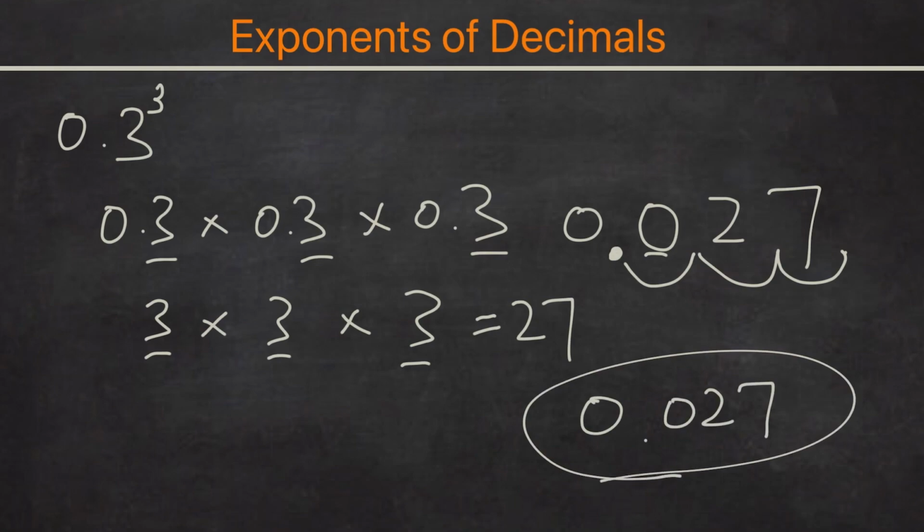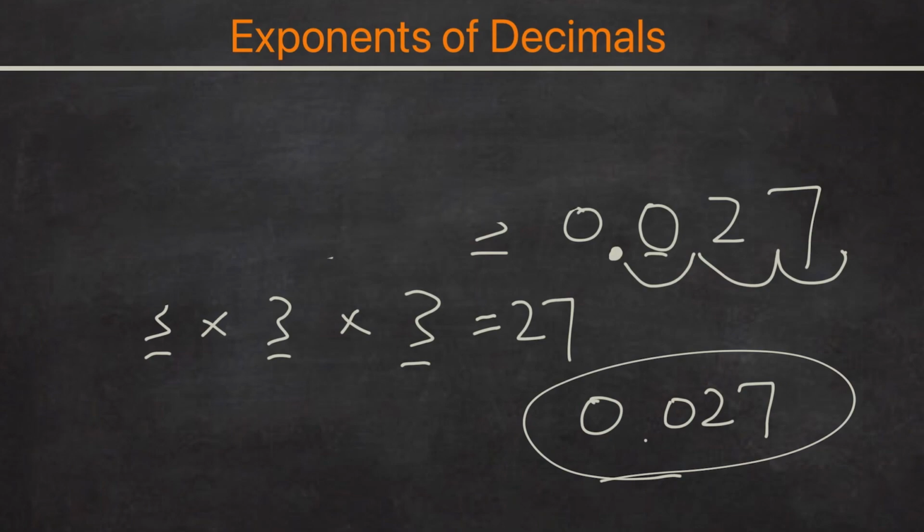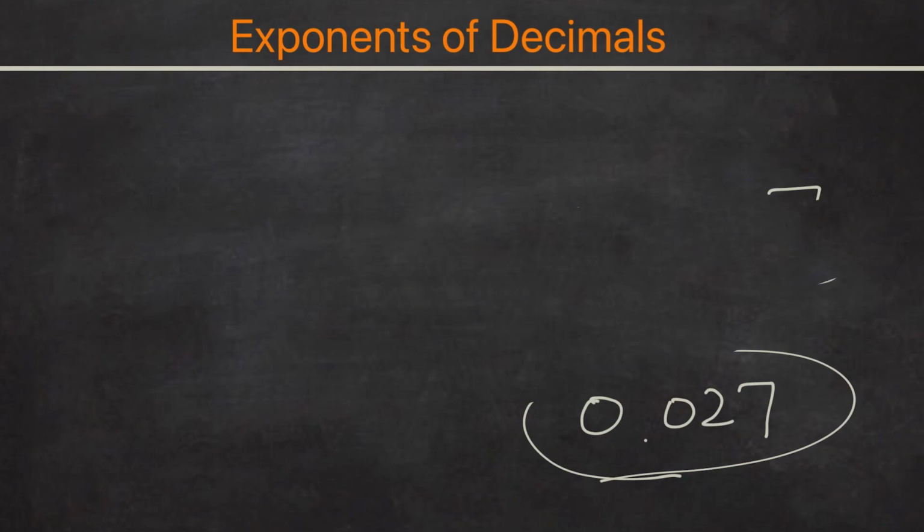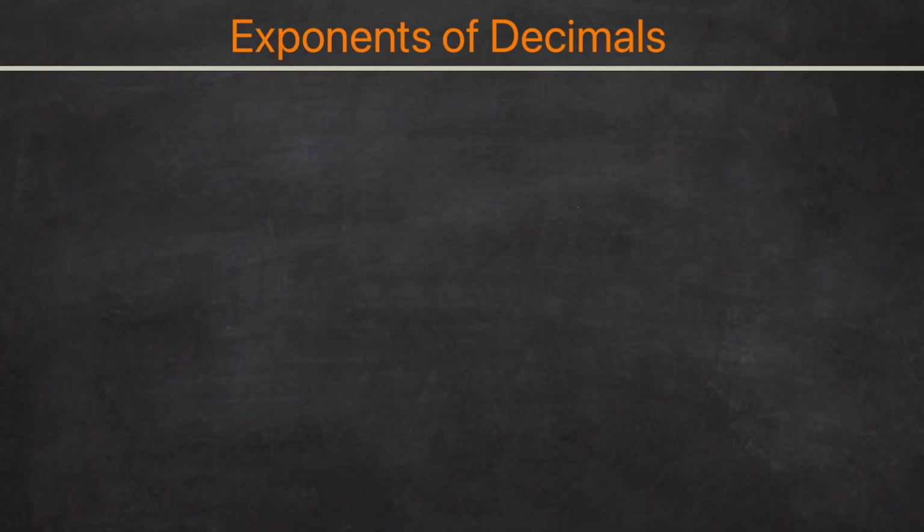Hope by now everything is clear. I will go through one more example and then I will have a quiz example for you. So for the last example, I have 1.5 to the power of 2. Now this one's a bit different from previous, as it has a whole number rather than 0. But the process will remain the same. We'll go ahead and write it out.